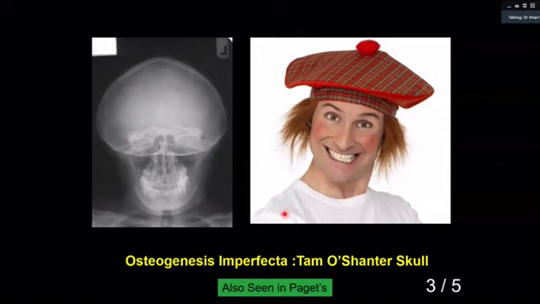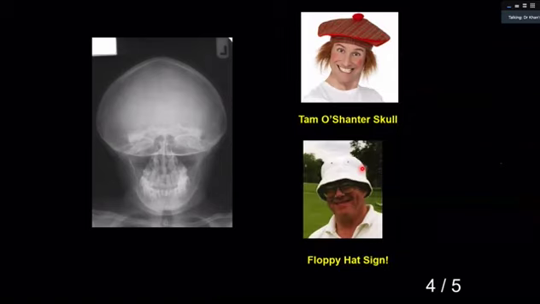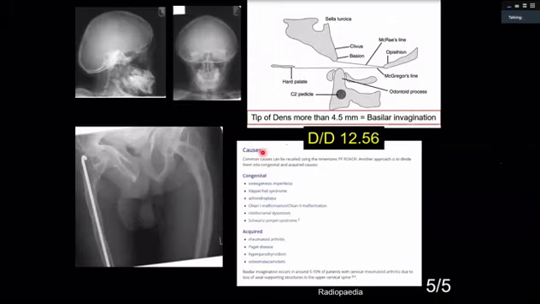In Scottish literature, Tam O'Shanter skull, this is that cap. Actually, also in literature, you will see this word, floppy hat sign, for this. Actually, if you see here what is happening, let me explain to you. First of all, look here. This is C1, this is the dens of C2, and this is the foramen magnum, this is the clivus.